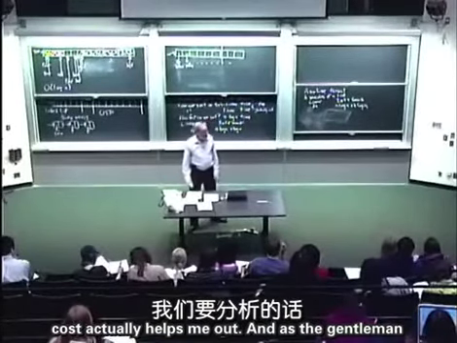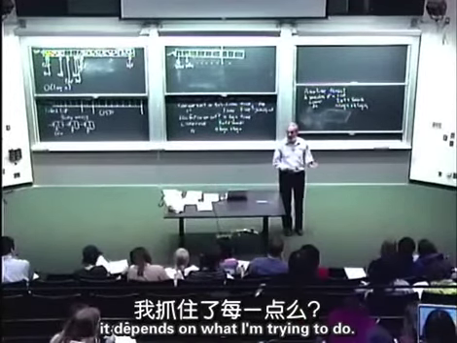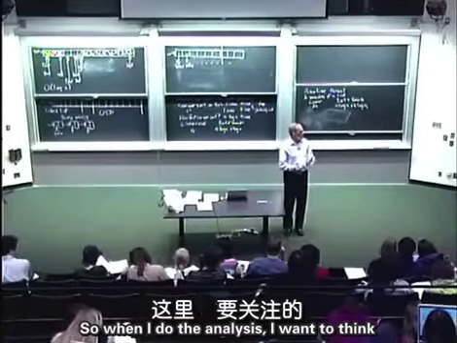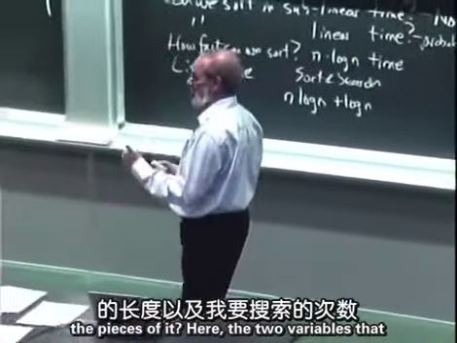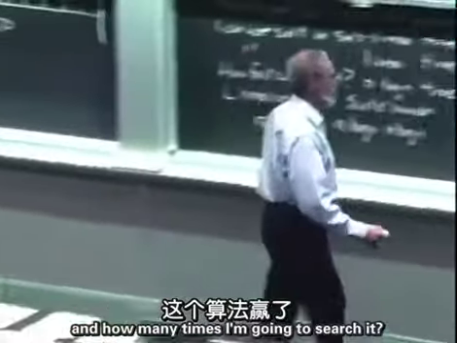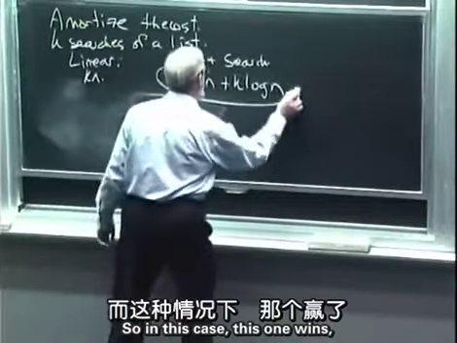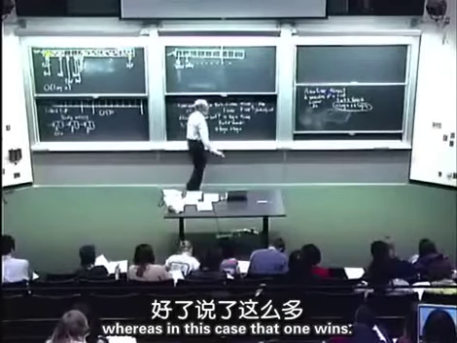And as the gentleman at the back said, the question he asked is right. It depends on what I'm trying to do. So when I do the analysis, I want to think about, what am I doing here? Am I capturing all of the pieces of it? Here, the two variables that matter are what's the length of the list and how many times am I going to search it. So in this case, this one wins. Whereas in this case, that one wins.